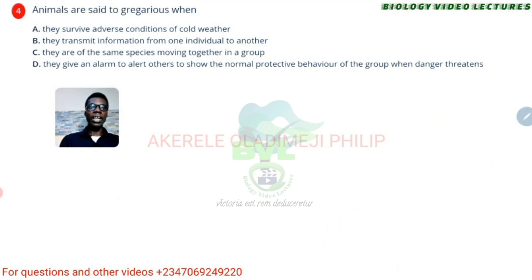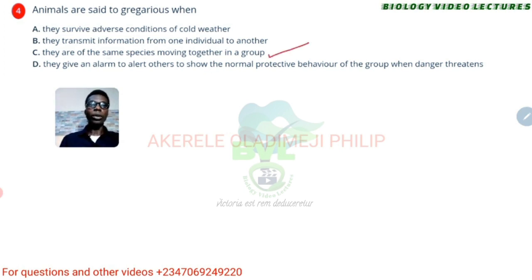Animals are said to be gregarious, permit my pronunciation, when they what? When they move in mass. That should be they transmit information from one individual to the other. No. They are of the same species moving together in a group. Yes. Now it says they give an alarm to alert others to show the other animals protect behavior. No. The answer is C.